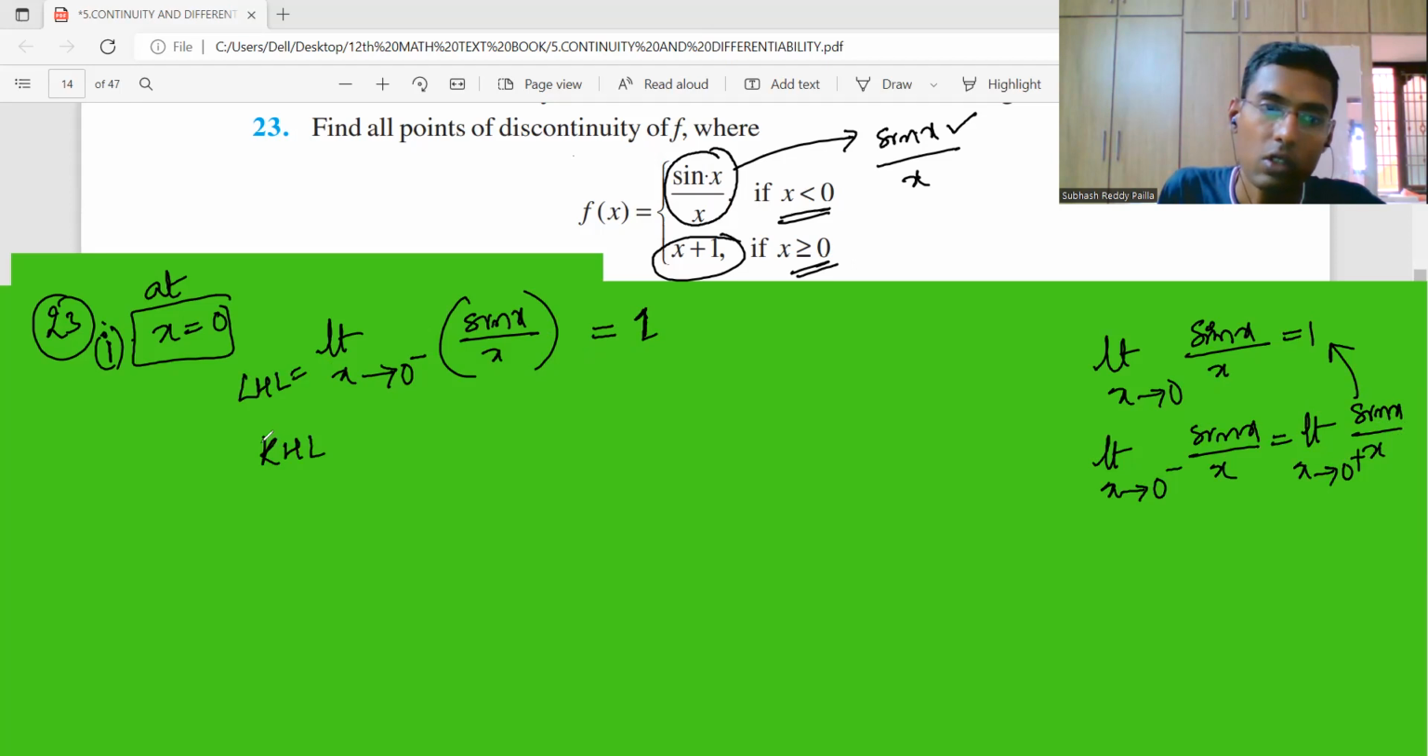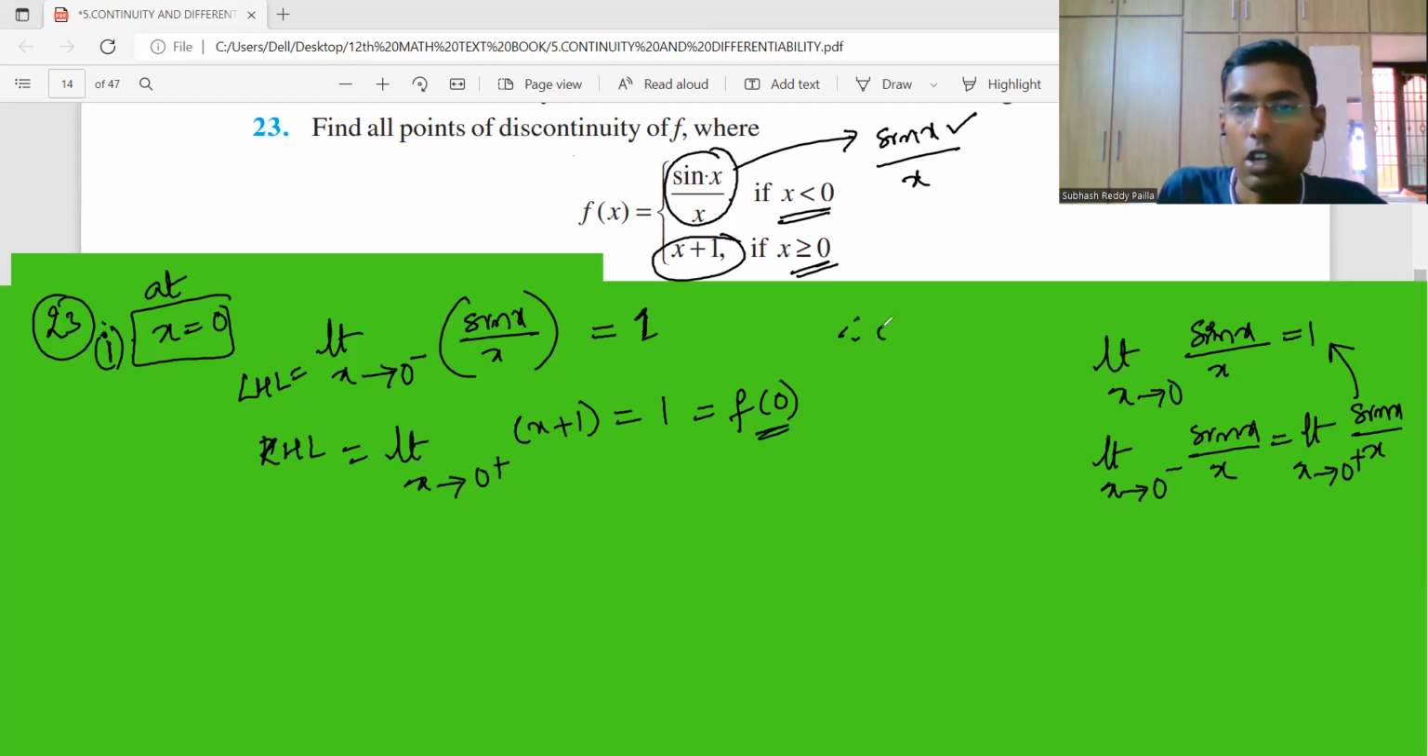RHL, what is RHL? That's also limit x tends to 0 plus, if it is more than 0, then it is x plus 1. This is also 1. And this is equal to f of 0. When x is 0, f of 0 is 0 plus 1. Same thing. So LHL equal to RHL equal to function value. Therefore, what is the conclusion? Therefore, continuous at x equal to 0. Next, number 2.